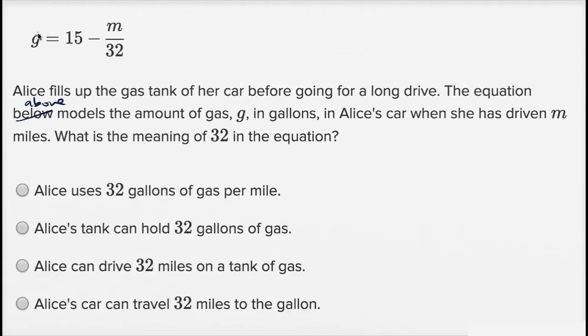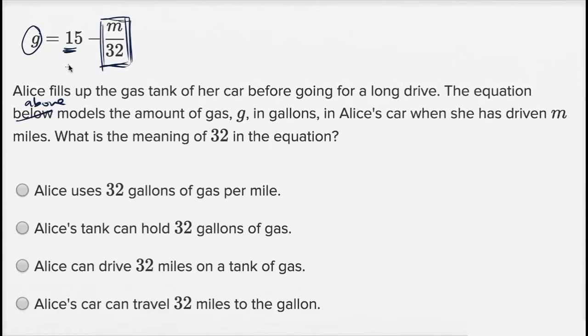All right, let's look up here. This is the gallons that she has left in her car. And what's going on here? It makes sense that when M is 0, when she's driven nothing, she's going to have 15 gallons in her car. And then as you drive more and more, you're going to subtract more and more gallons from her car. So this term right over here is the number of gallons used up.